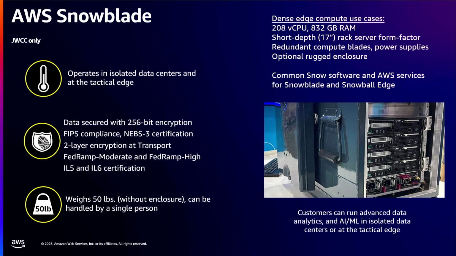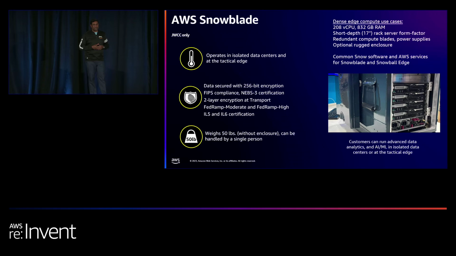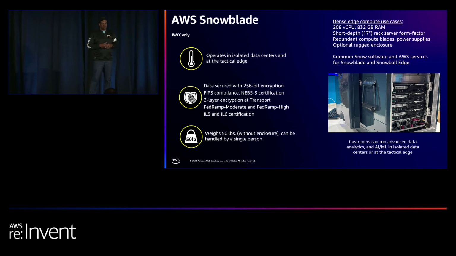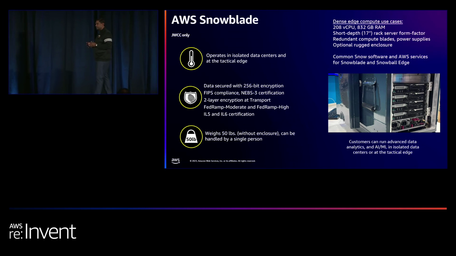And the AWS Snowblade is kind of like a toolbox-sized device, very dense in compute. It's got up to 208 vCPUs of compute. It's the densest compute for a Snow device. It's also a server rack form factor, short depth, 17-inch server rack form factor. So it's the first Snow device that's in that server rack form factor.